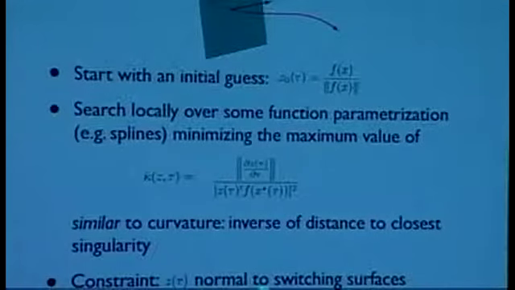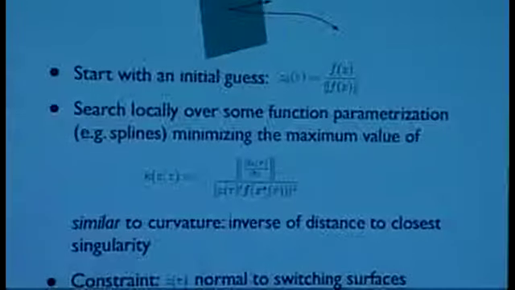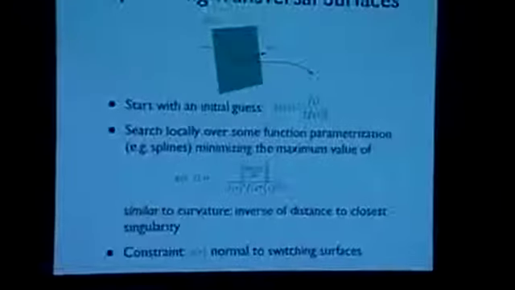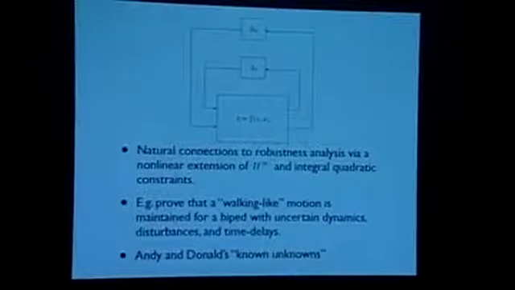And then we also have a constraint that z be normal to switching surfaces. So that means our transversal surfaces line up at the impact points. And that was how we computed the compass gate. This is my second last slide.